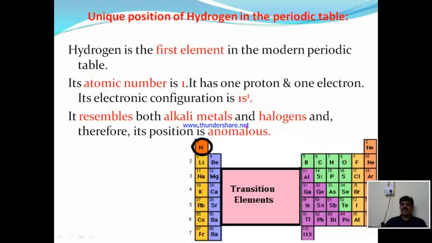Unique position of hydrogen in the modern periodic table. Hydrogen is the first element in the modern periodic table with atomic number equal to 1 and electronic configuration as 1s1. Children, the position of hydrogen in the modern periodic table is anomalous because it resembles both alkali metals as well as halogens. Let us find out how hydrogen resembles alkali metals of group 1 and halogens of group 17 in detail.